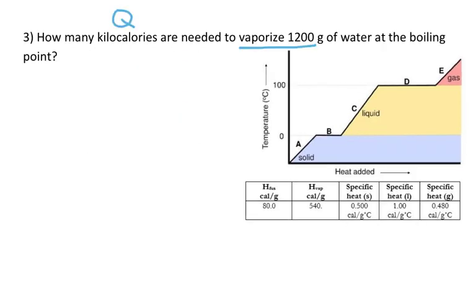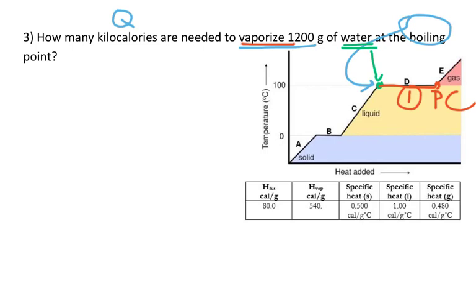Okay, so moving on to the next question. Similar question, we're still working with water. This time we are going to vaporize 1,200 grams of water at the boiling point. Where is that on the graph? You need to make sure that you identify it's liquid water, so the phase change has not started yet and we're at the boiling point. So for water, that's 100 degrees.